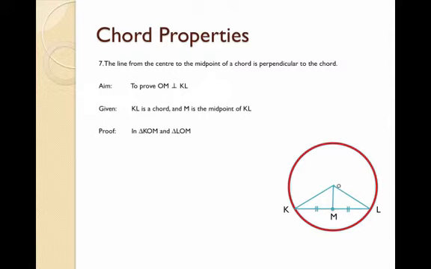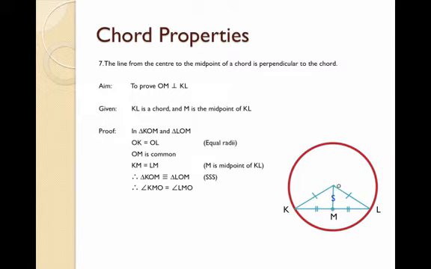In triangle KOM and triangle LOM, OK is equal to OL because of equal radii. This reason comes up a lot, so it's important to keep in the back of your mind. OM is still common, and this time we know that KM is equal to LM because M is the midpoint of KL. So triangle KOM is congruent to triangle LOM because of side, side, side. So now we can say that angles KMO and LMO are equal because matching angles in congruent triangles are equal. Now we haven't proved our aim yet.